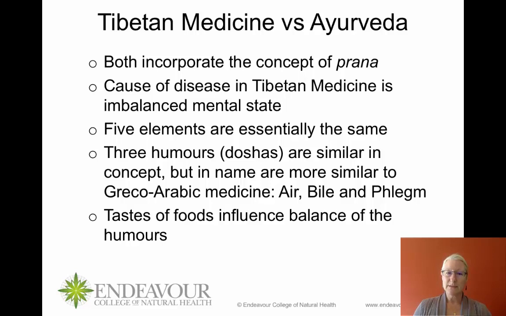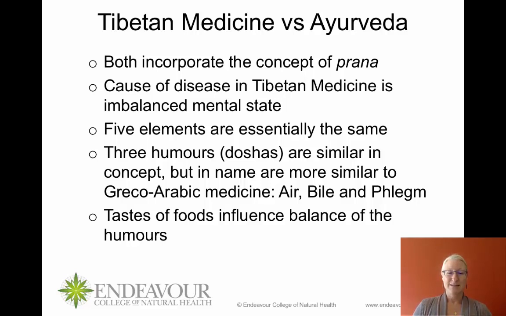The 5 elements across the two systems are essentially the same, but the 3 humors or doshas are similar in concept, though they're named more according to Greco-Arabic medicine. So the names of the 3 humors in Tibetan medicine are air, bile, and phlegm. And so we'll see some of that same language when we get into Greco-Roman, Arabic, and later European medicine. Bile and phlegm are used significantly in those systems.